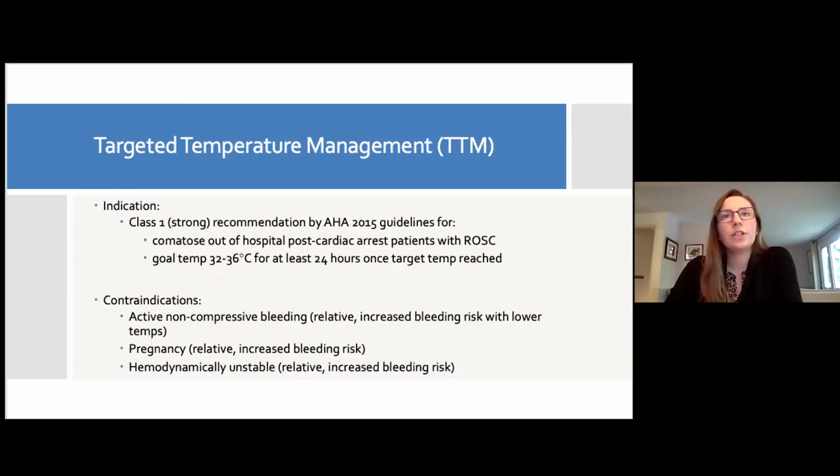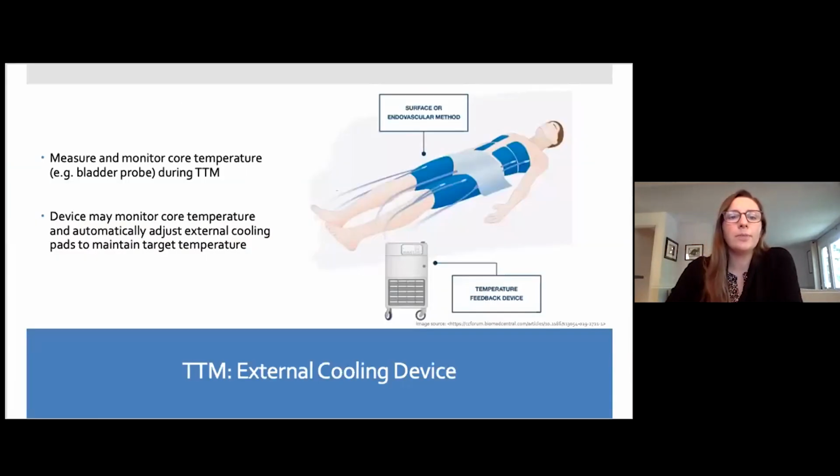The contraindications for targeted temperature management are all relative contraindications and include active non-compressible bleeding, pregnancy, and hemodynamic instability. And institution by institution, you may have different contraindications that are specific to a particular location. How do we accomplish targeted temperature management?